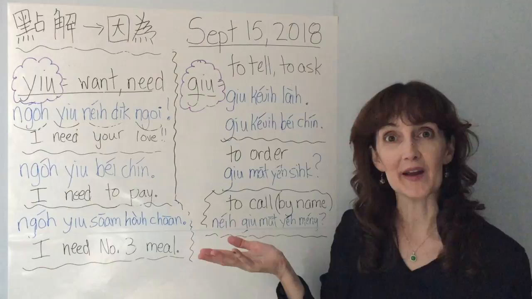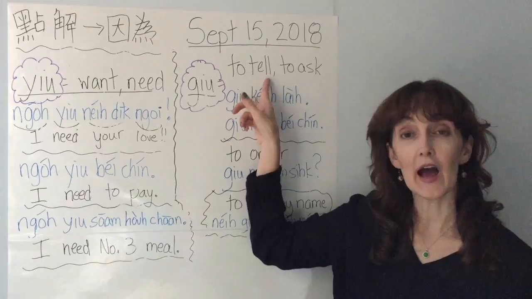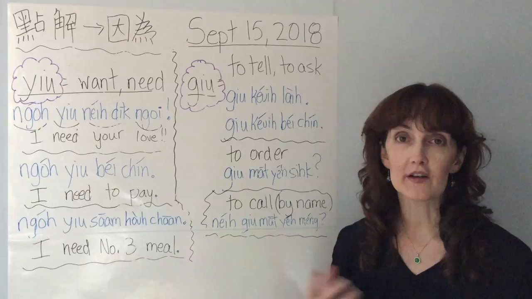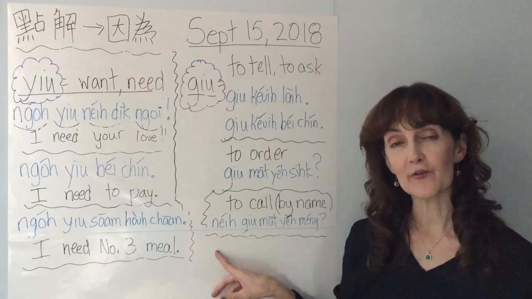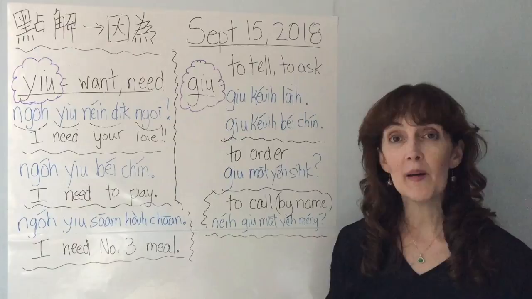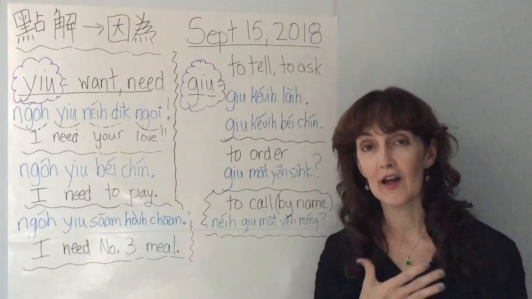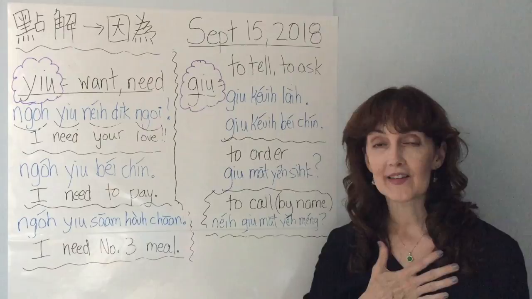Giu has a few different meanings. One of them is to tell or to ask. Another is to order something to eat, for example. And the third one is to call by your name. Even if you're just starting to learn Cantonese, you probably have used this one in this way, which would be, for example, if somebody asks you, what is your name? They're going to say, Lei Gi Mei Meng, or Lei Gi Mei Meng A, the A particle at the end for a question. Lei Gi Mei Meng, what is your name? And you would say an answer, and your name, which for me, my name is Sue. But we're not going to focus too much on that one today, okay?